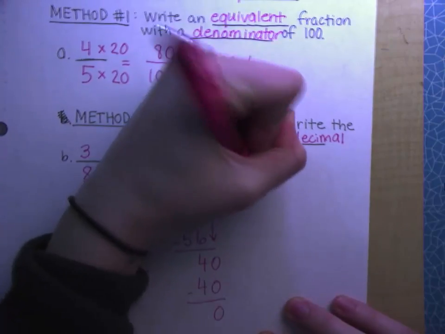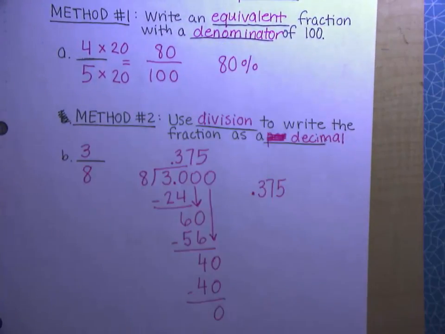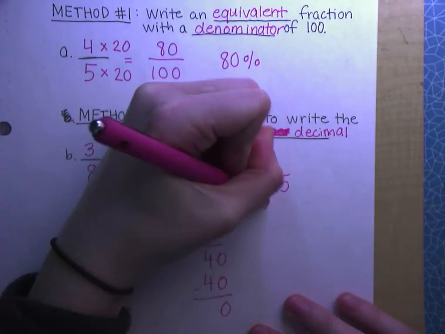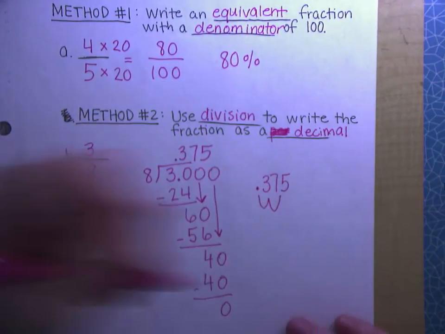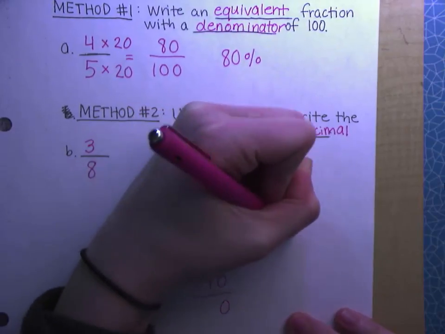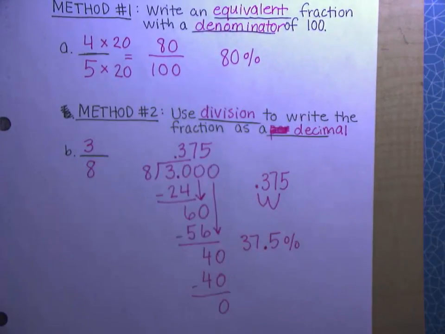So now I need to change 0.375 to a percent. And we know to do that, we just multiply by 100. So we move the decimal 2 places to the right. So we would get 37.5%. Right, and that's pretty much all there is to it.